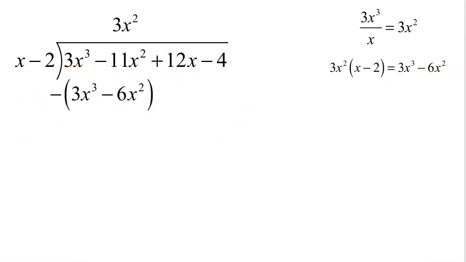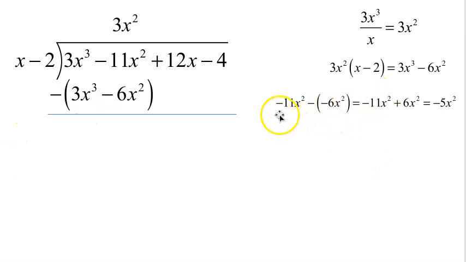Now this is where it gets dangerous. So we take this piece minus this piece. 3x cubed minus 3x cubed, that will always go away. The next part, negative 11x squared minus negative 6x squared. Minus negative 6x squared is the same as plus 6x squared. So negative 11x squared minus negative 6x squared is negative 11x squared plus 6x squared, or negative 5x squared. So this minus this, negative 5x squared plus 12x minus 4.